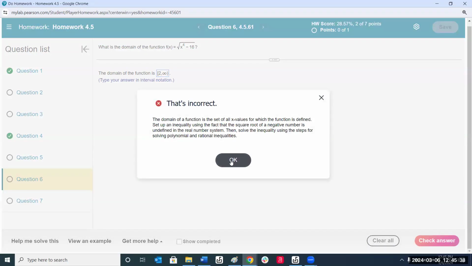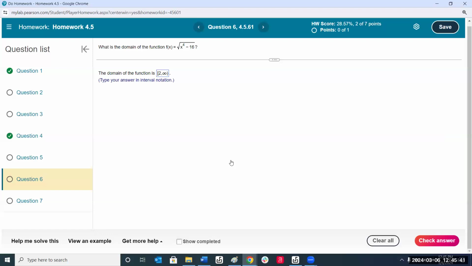What? I use the right bracket. Find the domain of the function. What if it's just a point, not a graph? Why would it be a graph? Because if x equals 2, x to the fourth is 16, 16 minus 16 is 0, square root of 0 is 0, and that's valid. So that's why you can include 2 and all the way to infinity.